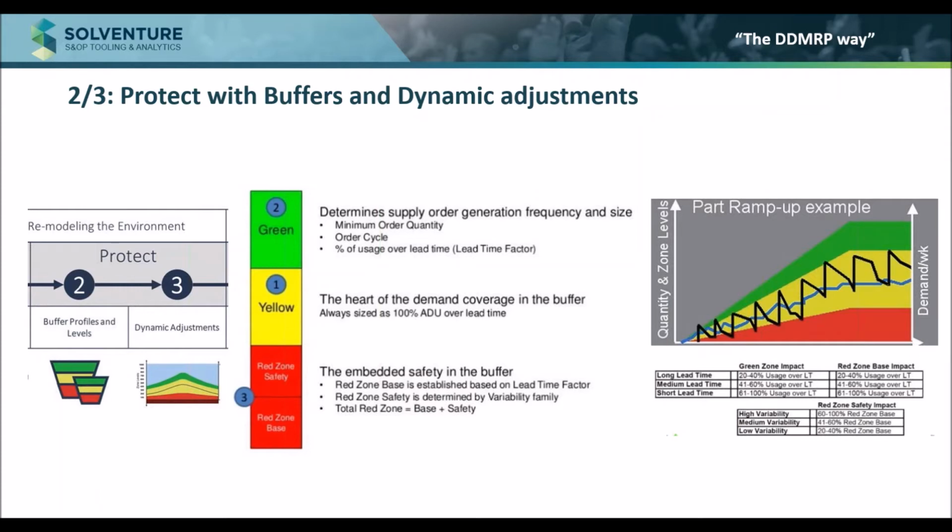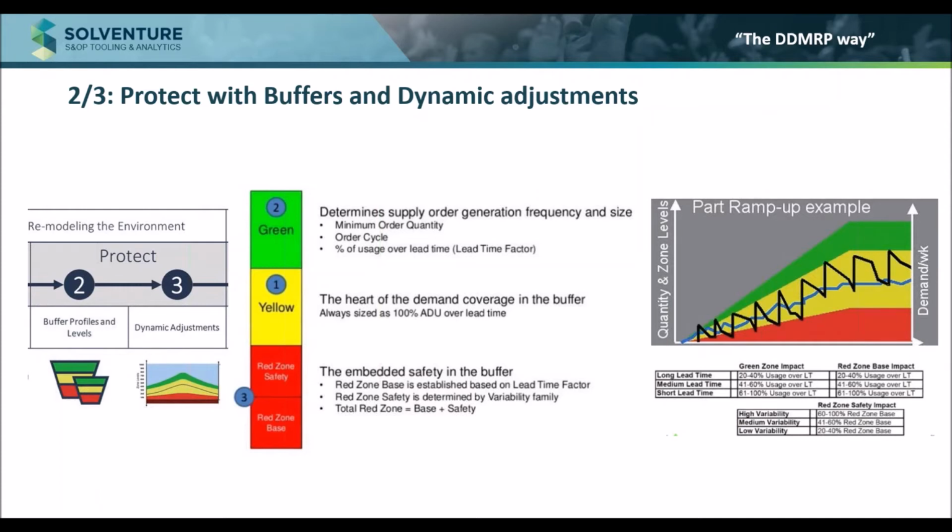The last element is the green zone. The green zone is really driving the supply order generation. Often that's the minimum order quantity, or at least a calculated figure that defines the order cycle.